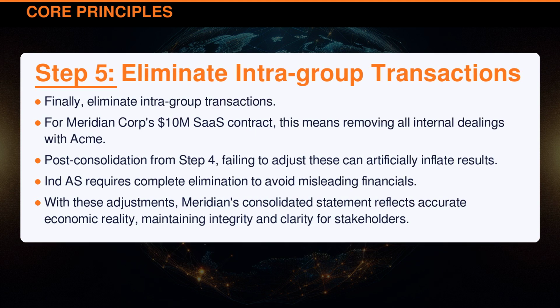Finally, eliminate intragroup transactions. For Meridian Corporation's $10 million SaaS contract, this means removing all internal dealings with Acme. Post-consolidation from Step 4, failing to adjust these can artificially inflate results. Indian Accounting Standard requires complete elimination to avoid misleading financials. With these adjustments, Meridian's consolidated statement reflects accurate economic reality, maintaining integrity and clarity for stakeholders.